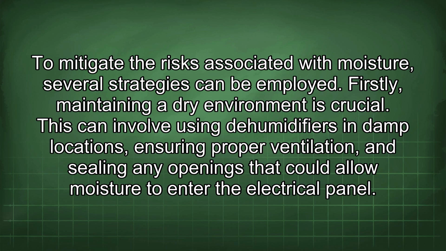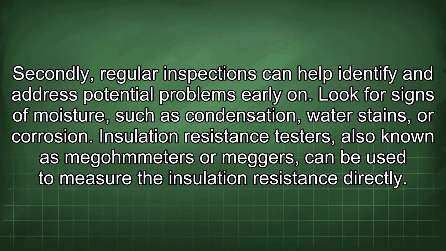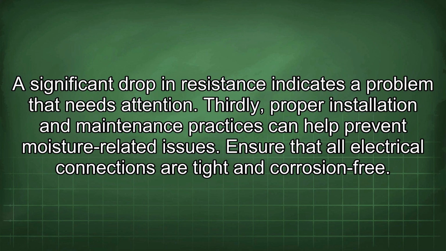Firstly, maintaining a dry environment is crucial. This can involve using dehumidifiers in damp locations, ensuring proper ventilation, and sealing any openings that could allow moisture to enter the electrical panel. Secondly, regular inspections can help identify and address potential problems early on. Look for signs of moisture such as condensation, water stains, or corrosion. Insulation resistance testers, also known as megohmmeters or meggers, can be used to measure the insulation resistance directly. A significant drop in resistance indicates a problem that needs attention.